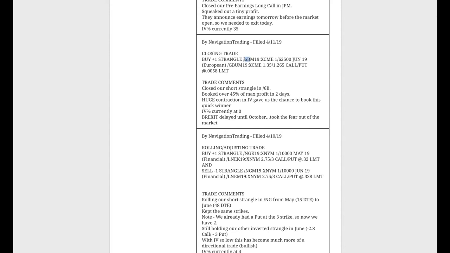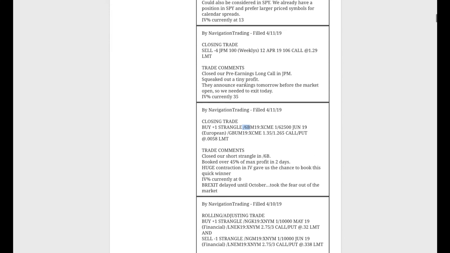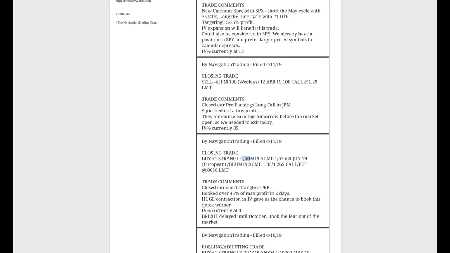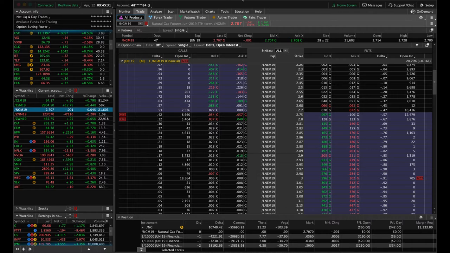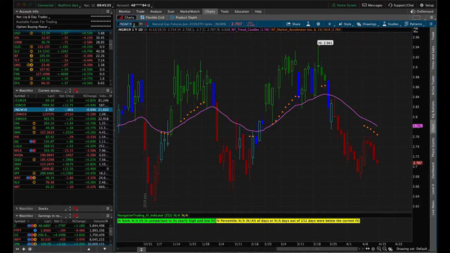All right, next trade was the closing trade in 6B. I already went over that, booked a nice profit there. And then we had a closing trade in JP Morgan. We put on a pre-earnings long call in JPM in anticipation that we might get an increase in implied volatility as well as some momentum going into that earnings announcement. It's a pre-earnings trade, so we didn't want to take any overnight earnings risk.